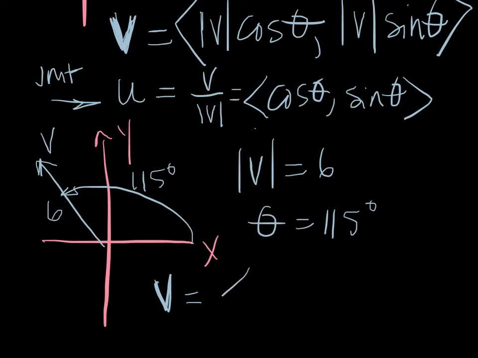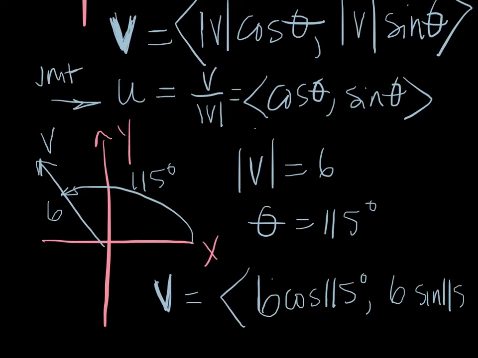Write this in component form. It would be the absolute value of v, which is 6, times the cosine of 115 degrees. Its b component would be the absolute value of v, which is 6, times sine of 115 degrees. Okay, that's in component form.